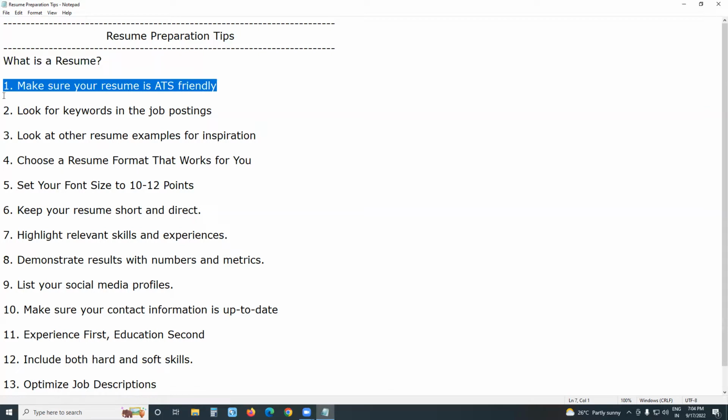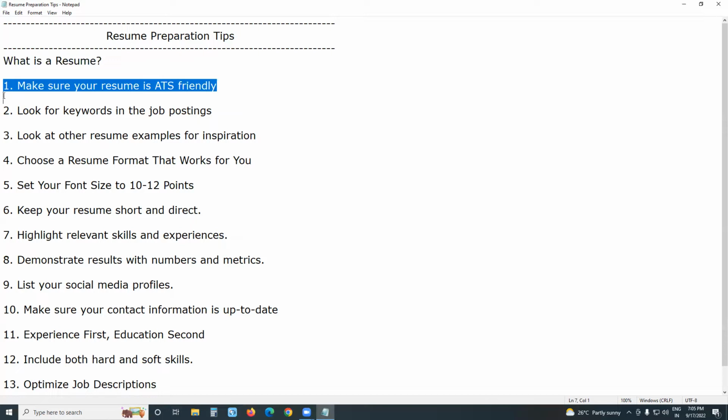Next, important tips for preparing a resume. First, make sure your resume is ATS friendly. ATS, application tracking system. It is a software.